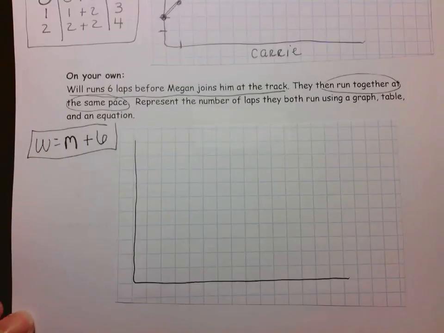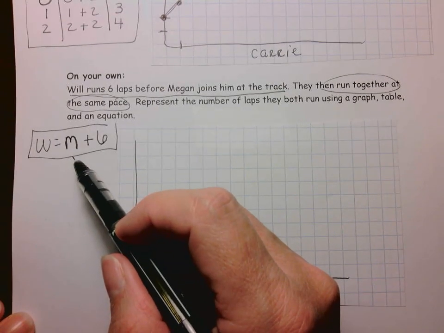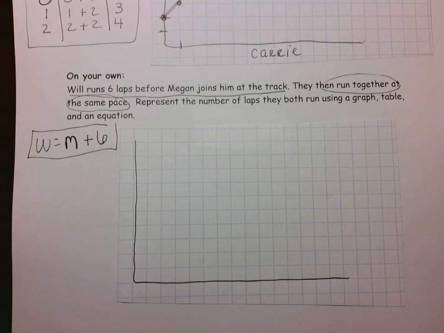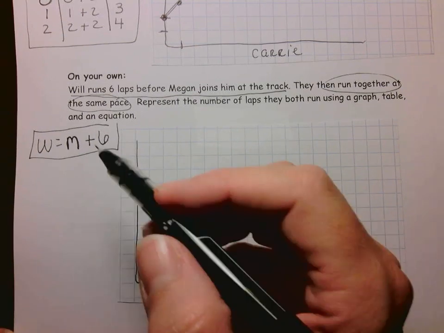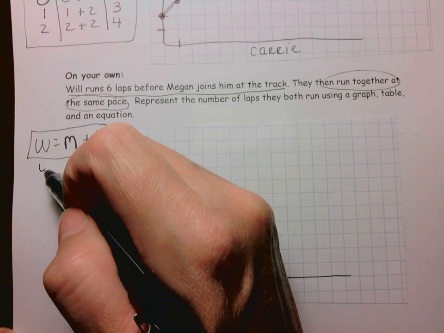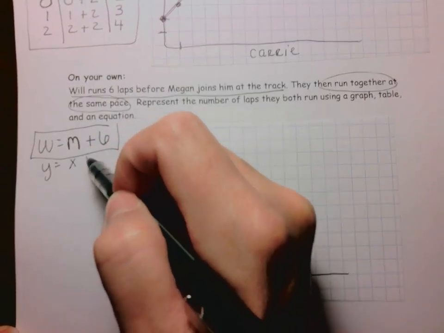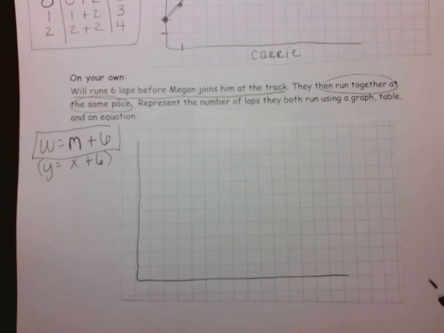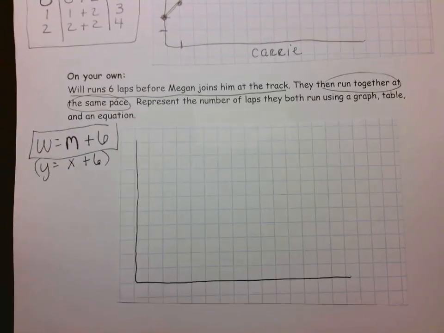It doesn't matter how many laps Megan goes. Will is going to have gone 6 more than her, because before Megan even steps foot on the track, Will has gone 6 laps. So there's my equation. Now let me go ahead and write it in terms of x and y, just so you can see it better.